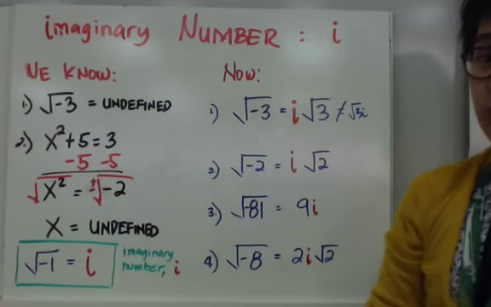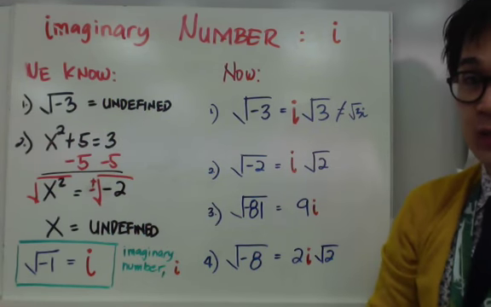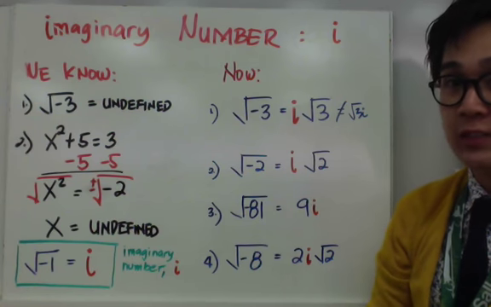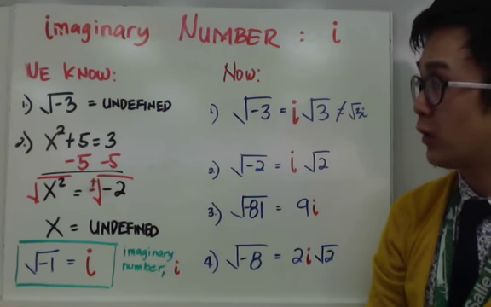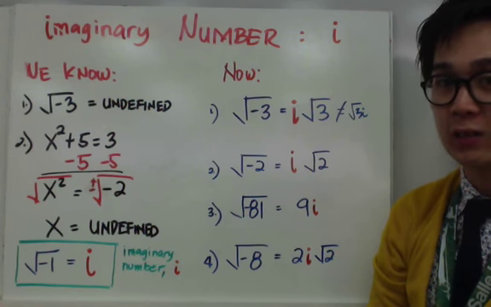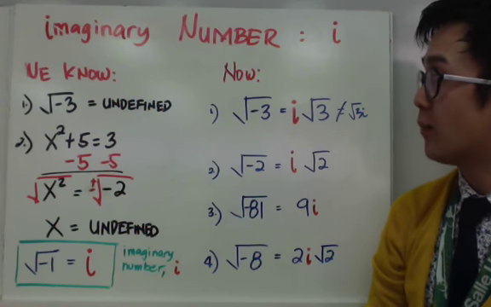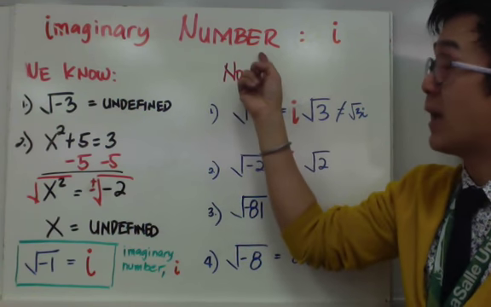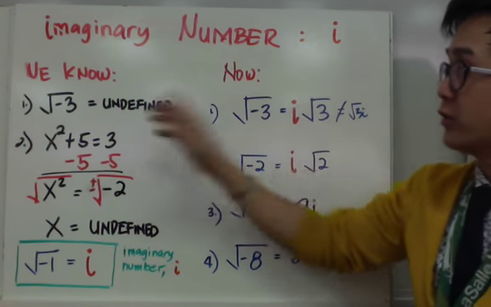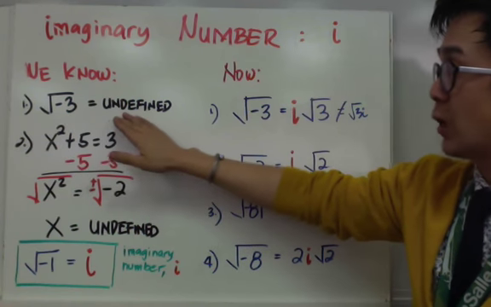Now we know from our previous lesson that the square root of negative 3 is undefined. So every time you solve for x in a quadratic equation and you end up with the square root of a negative number, we automatically write undefined. But this time, we're not going to write undefined anymore. We are introducing the imaginary number i. So if we have the square root of negative 3, we know it's undefined.